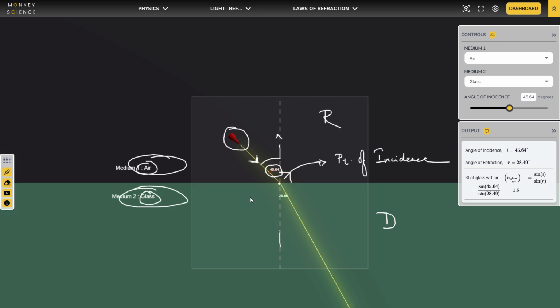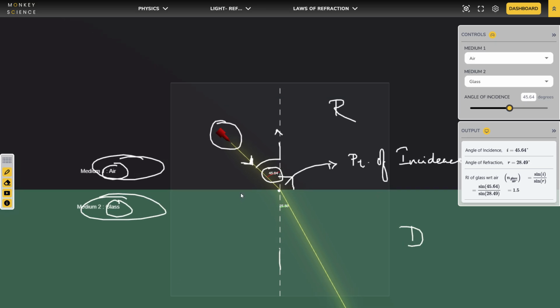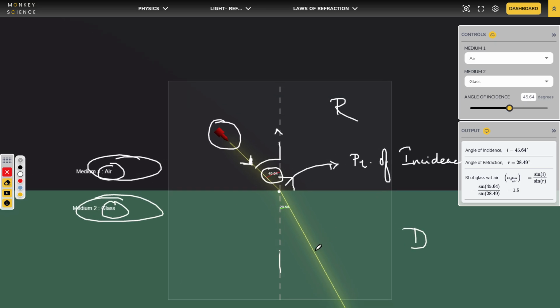Now, if we take a closer look at our refracted ray, that is the ray that is bending inside the denser medium. Now, in absence of this glass, this light would have traveled perfectly straight, right? But since glass is there, it's undergoing a bending. Now, you see the bending is towards the normal, and this is where the normal is, and that's why we say it bends towards the normal.